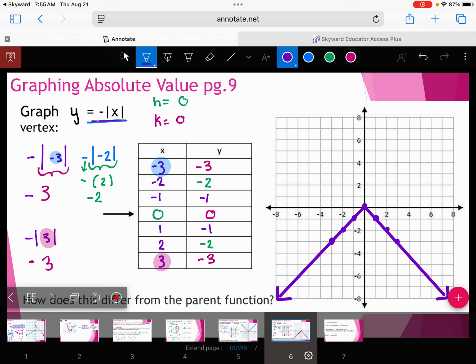Okay, we are going to continue working with absolute values tomorrow because we have not done any of the funky number stuff. So we're going to work with those.